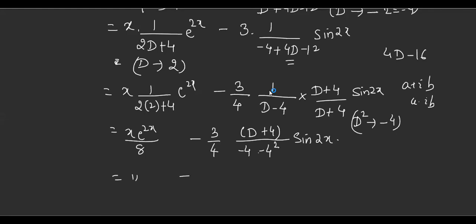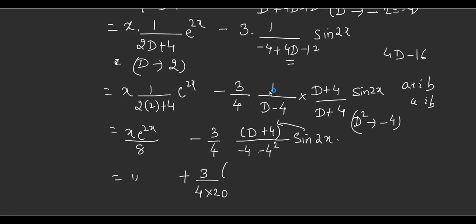Minus 20. So I'll make this plus. This is 3 by 4 into 20. Correct? Now I'll do one thing. I'll take this sine 2x inside. Is it meant for only one term or both the terms in the bracket? Both the terms.